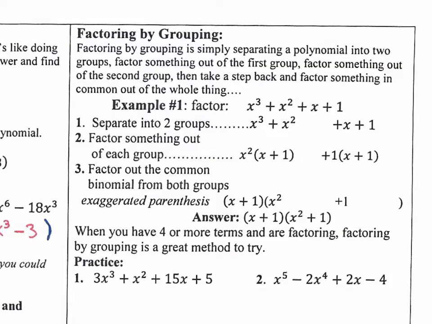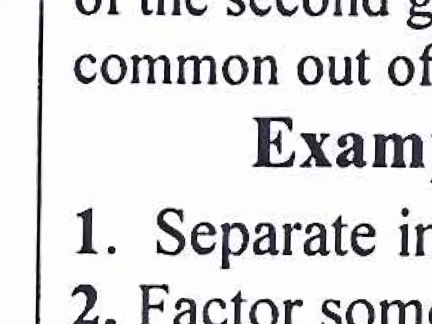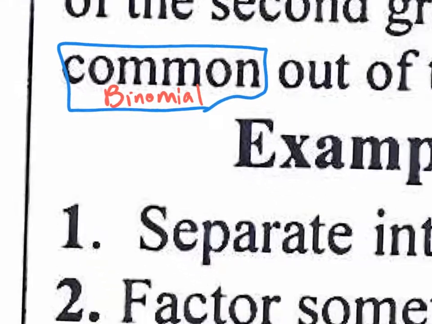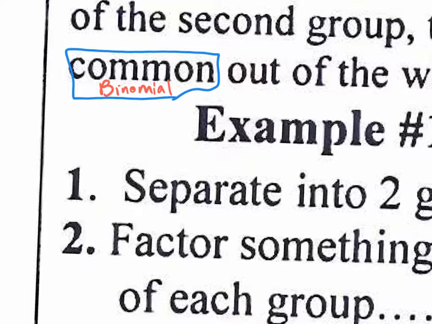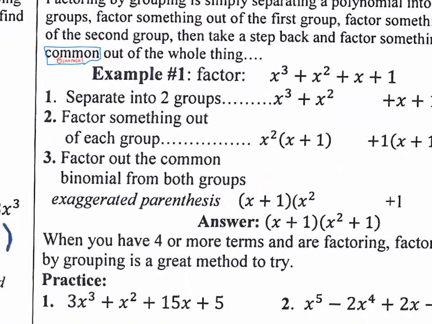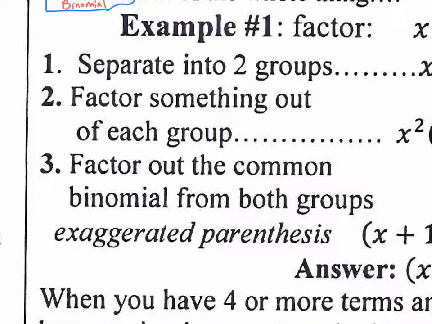But what I would like to do is zoom in on the word common, and let's add the word binomial. So I want to factor out a common binomial from both groups. And it'll make sense right now once we go through an example. So the steps on factoring by grouping are right here.